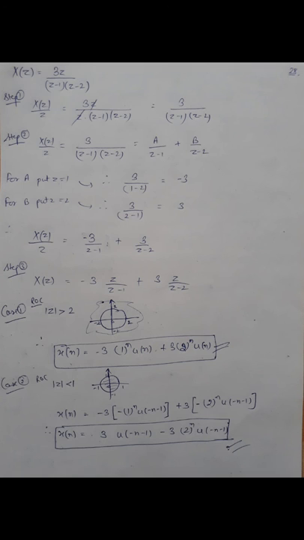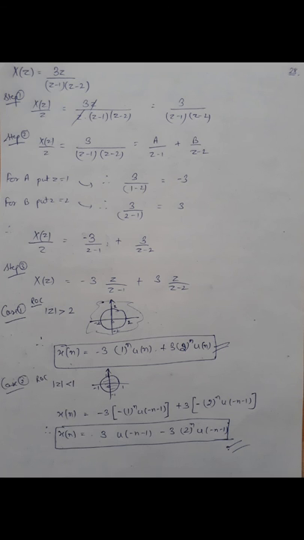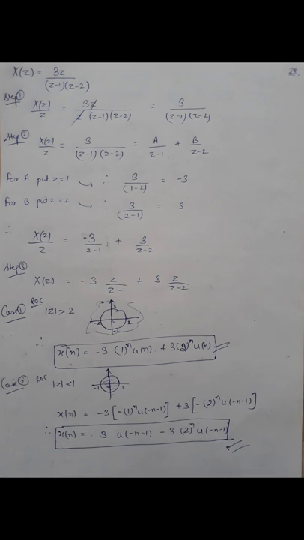Now the next step is to take z to the right hand side. So X(z) is equal to minus 3z upon z minus 1 plus 3z upon z minus 2. Now the final answer is x(n) based on the ROC, that is step 4. First case, ROC is mod of z greater than 2. Greater than 2 means a circle of radius 2, and outside that area will be the region of convergence. So x(n) will be minus 3 times 1 raised to power n u(n) plus 3 times 2 raised to power n u(n), because the ROC exists on mod of z greater than 2.